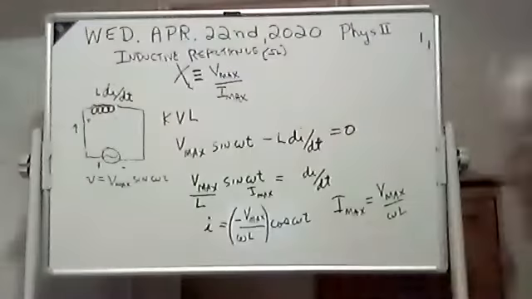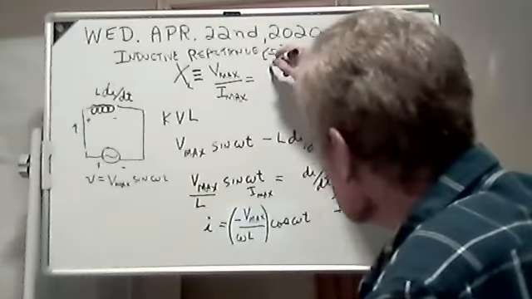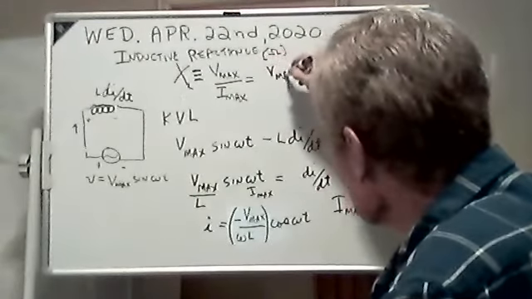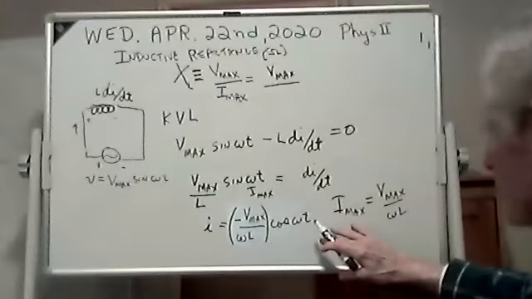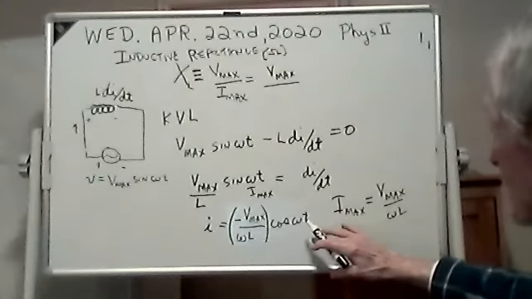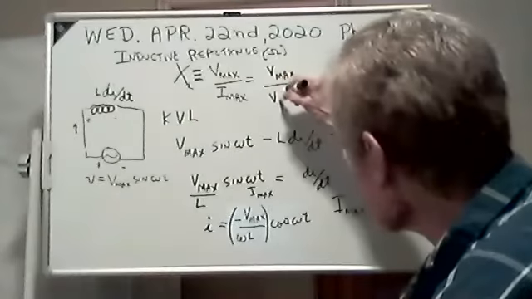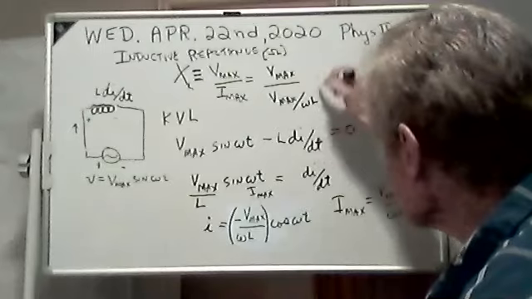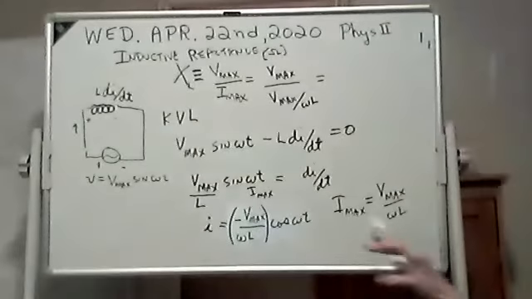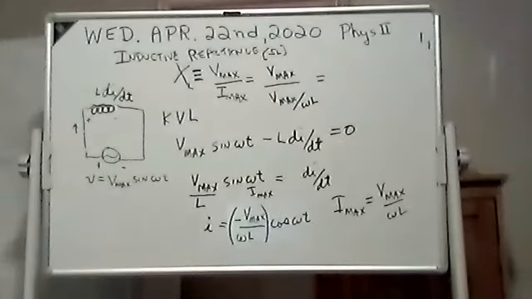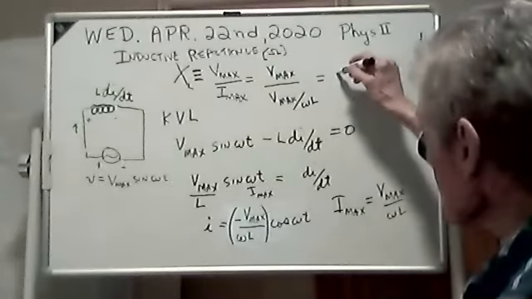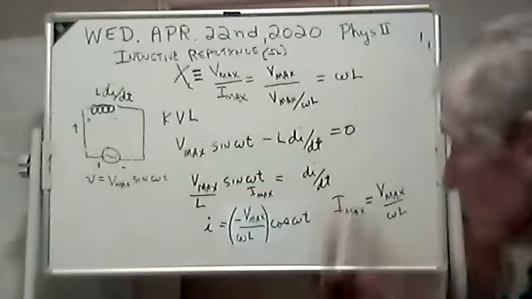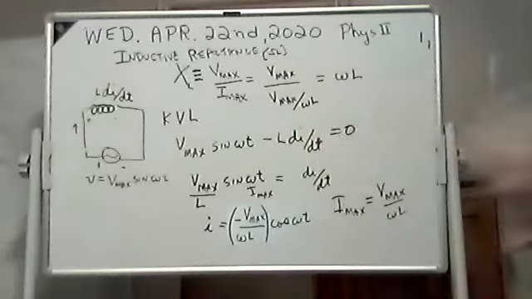Okay. Let's see what it is. Well, here's Vmax. And Imax, we figured out is here. We just did that. You know what that is? That's Vmax divided by omega L. That's what it says. Hey, those Vmaxes cancel. That omega L goes up in the numerator. We have just found the inductive reactance. It's omega L.